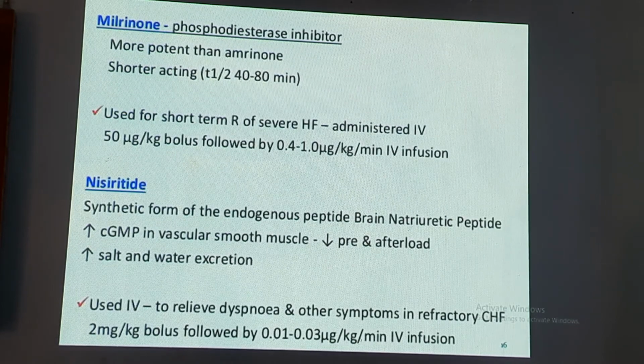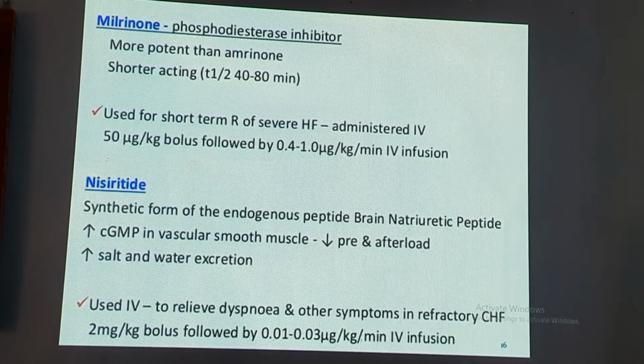Other important drug, which is preferable to amrinone, that is milrinone, a phosphodiesterase inhibitor, more potent than amrinone, shorter acting, half-life is 40 to 80 minutes. Used for short-term reversal of severe heart failure, that is administered IV as 50 microgram per kg bolus followed by 0.4 to 1 microgram per kg per minute as IV infusion.